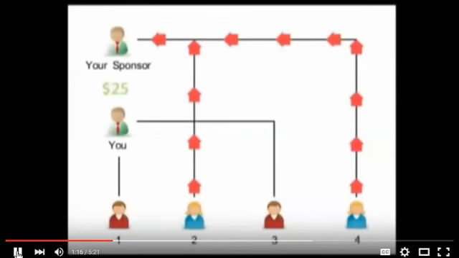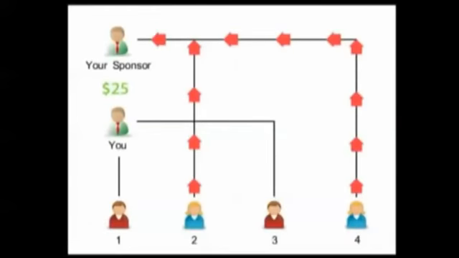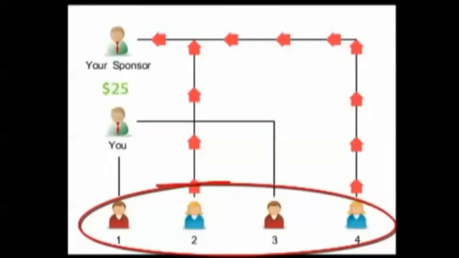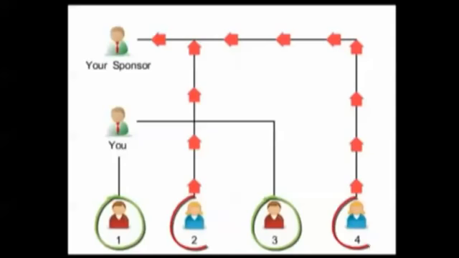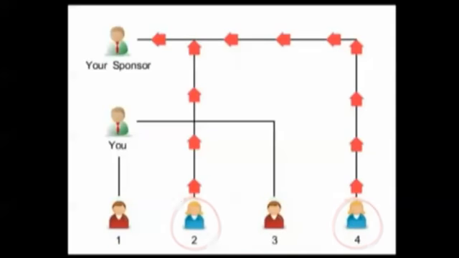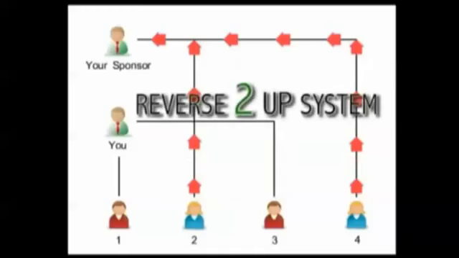You would begin by paying your sponsor $25, at which point you would become a member and can begin to acquire your first 4 applicants. Your first and your third you get to keep, and your second and your fourth you pass up to your sponsor. So your first and your third would directly pay you $25 to your PayPal account. Your second and your fourth would pay $25 directly to your sponsor. This is the reverse 2-up system.